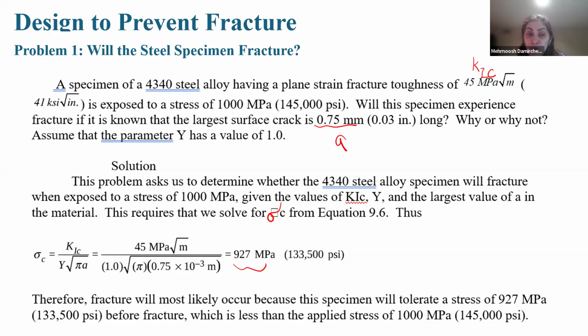Now, what should we do? We should compare the loading condition to the critical stress. If the loading stress is more than the critical stress, definitely the component or the sample will fail. Therefore, the fracture will most likely occur, because this sample will tolerate the critical stress of maximum 927 megapascals before fracture, which is less than the applied stress of 1000 megapascals. So that was the first scenario.